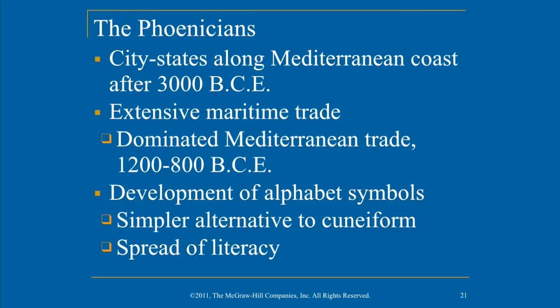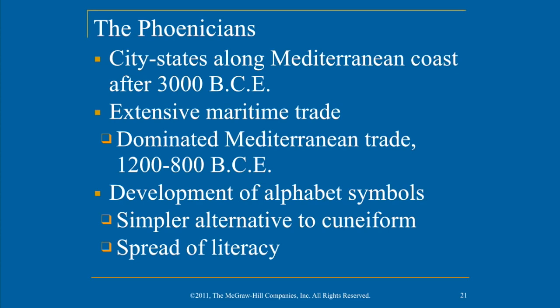Now, the Phoenicians are city-states along the Mediterranean coast after 3000 BC. They're really important because of their extensive maritime trade. They're some of the first people to really get good at trading along the Mediterranean. If you can trade, you have a lot of power because you have a lot of money, a lot of resources, and a lot of influence because people want your stuff. And if you're able to take very far away things and bring them to people, like food or exotic pottery or jewelry, then people are willing to pay for that because it's from far away and you're going to make a killing.